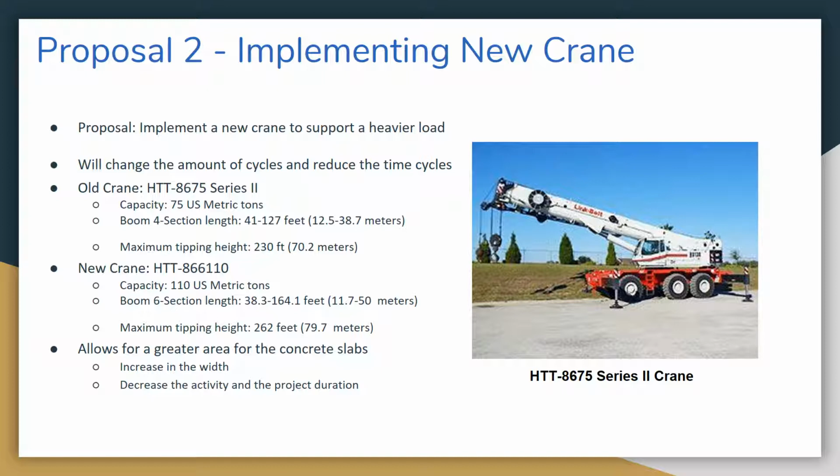The new crane that we will implement will be an HTT 866 110, which has a capacity of 110 US metric tons and a 6-section boom length of 38.3 to 164.1 feet. With this, the maximum tipping height will increase to 262 feet. This will ultimately allow later in the project to have a greater area for the concrete slabs. We can increase the width, which will ultimately decrease the activity and the project duration for this project.